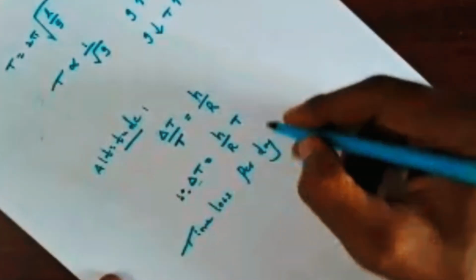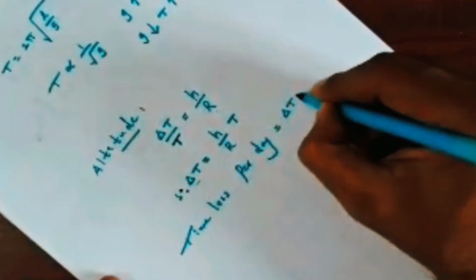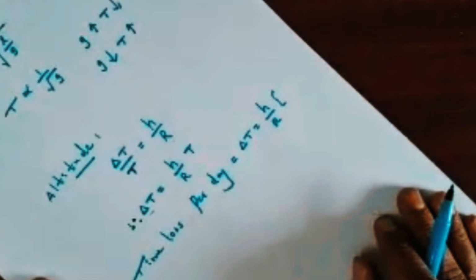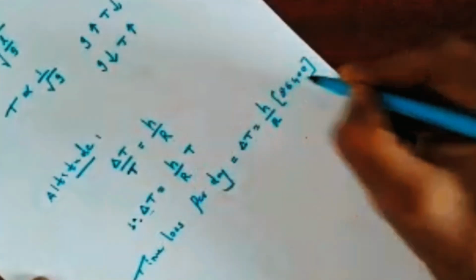Time loss per day is equal to, how come we consider that? And that is delta T is equal to H by R. Per day how many seconds? T, 86,400. Per day how many seconds? 86,400 seconds. Like this we can calculate that particular concept.